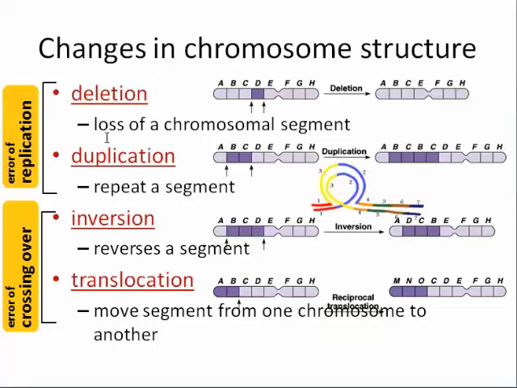You need to know that deletion and duplication happen if there's an error in replication. And an inversion and translocation, these happen when you have a problem with crossing over. So whenever you're crossing over in metaphase 1, these two problems can happen.